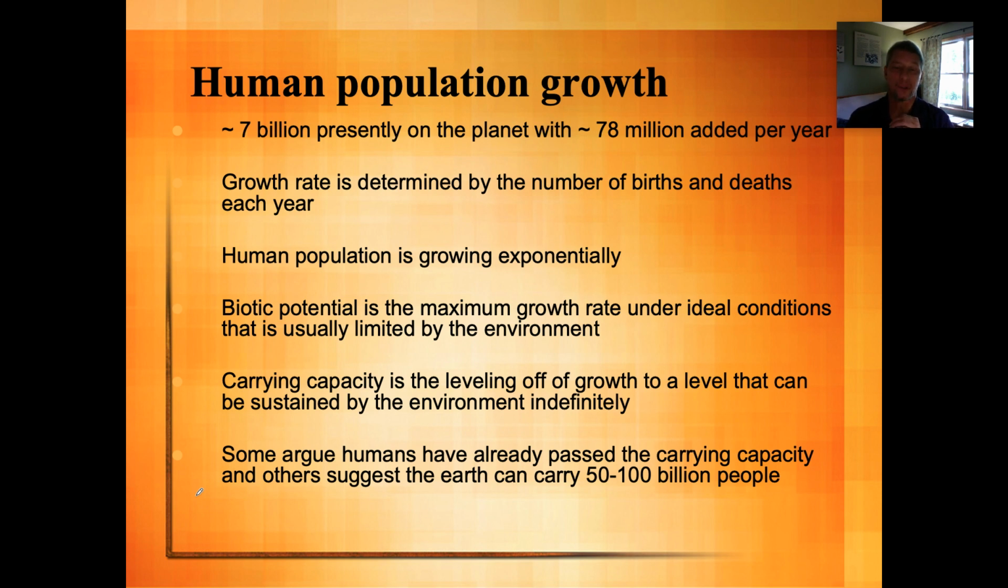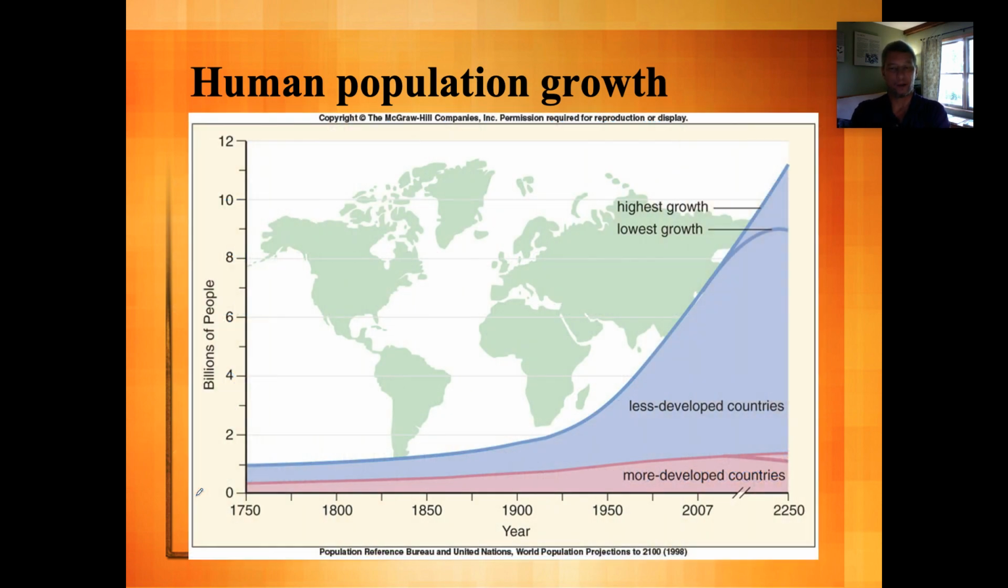Now, some people have argued that the Earth has already passed its carrying capacity for humans, that there are way too many people on the planet for us to sustain life on Earth, at least human life on Earth, for much longer. Others suggest that the world can actually hold 50 to 100 billion people, but I can't even imagine just how crowded that would be. All right, that's more than 10 times the amount of folks living on the Earth at this point.